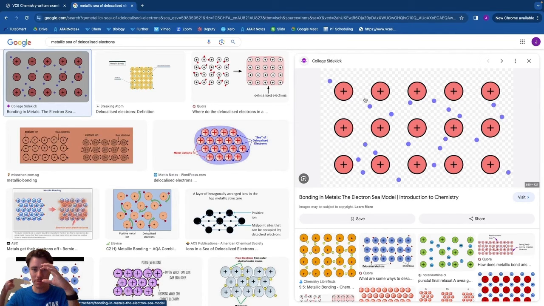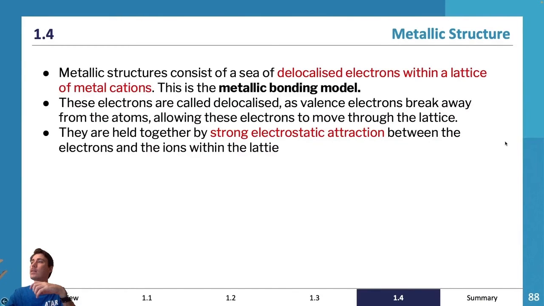And that's essentially why we refer to metals as solids being able to conduct electricity, because those electrons are delocalized and there is a sea of them and they can move around. So this is the metallic bonding model. And these electrons are called delocalized as valence electrons break away from the atoms, allowing these electrons to move throughout the lattice.